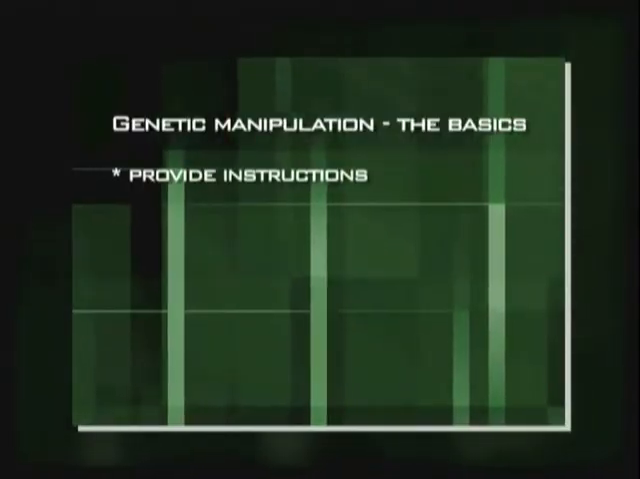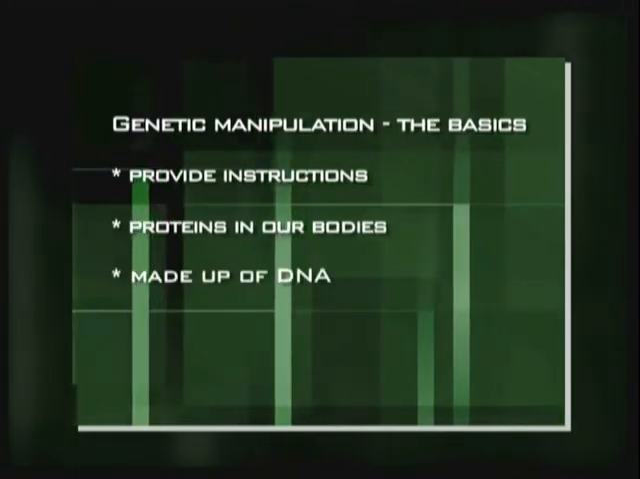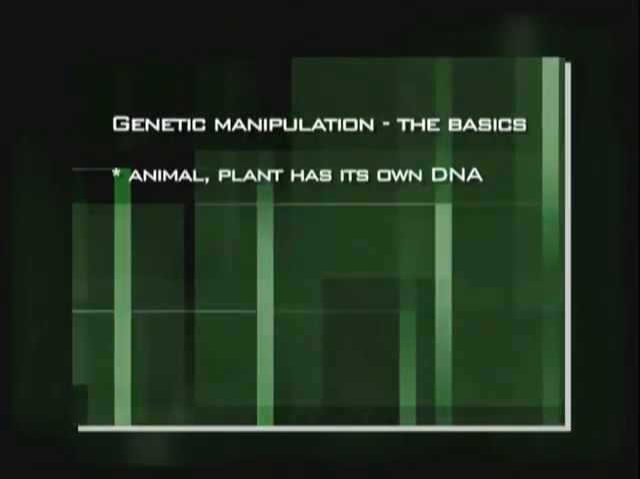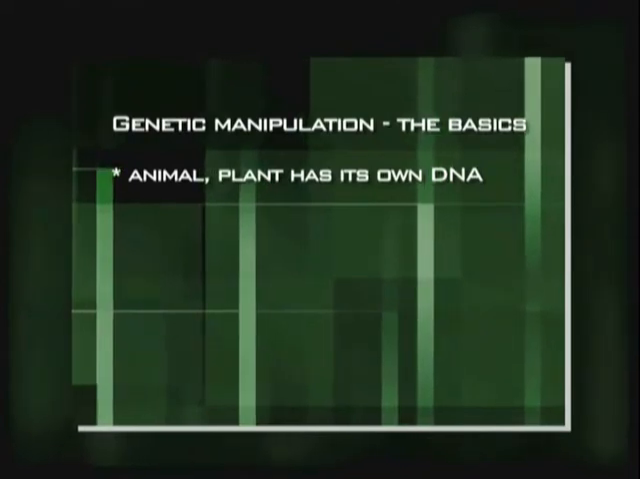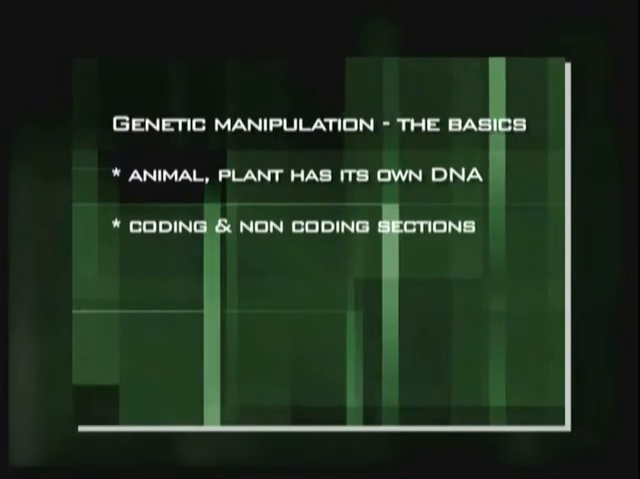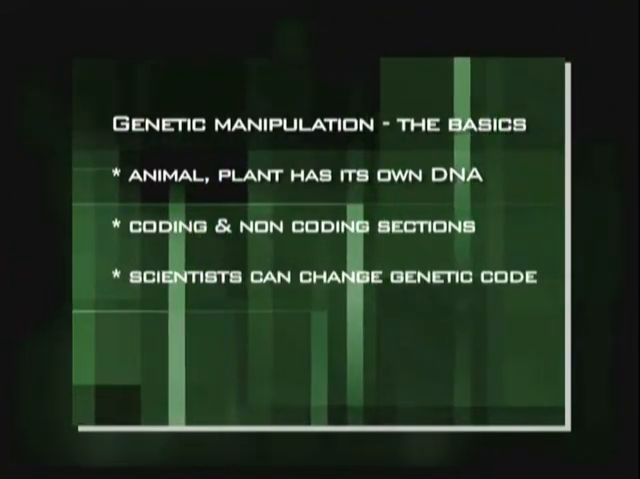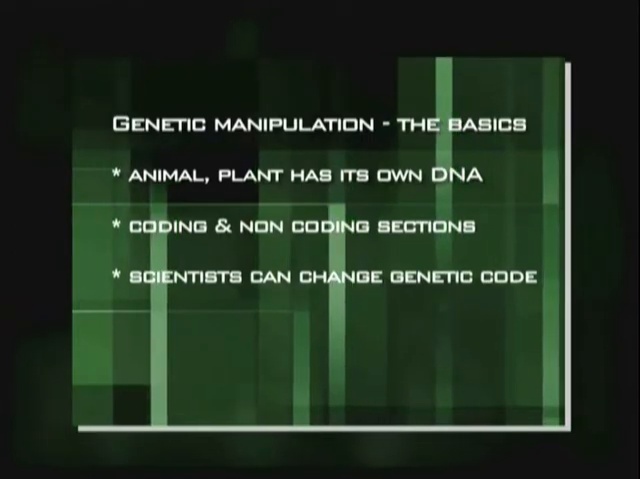Genes provide the instructions for all the proteins in our bodies and are made up of DNA. Every animal and plant has its own DNA. DNA has coding and non-coding sections. Scientists can change the genetic code of an organism if they know which genes code for which information.